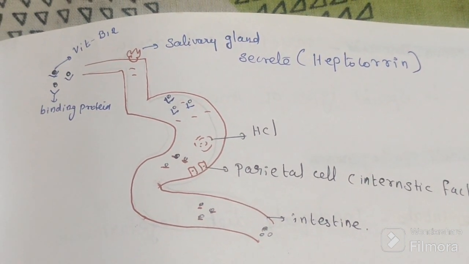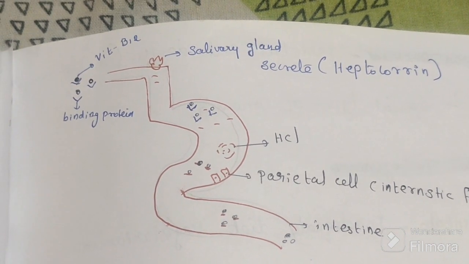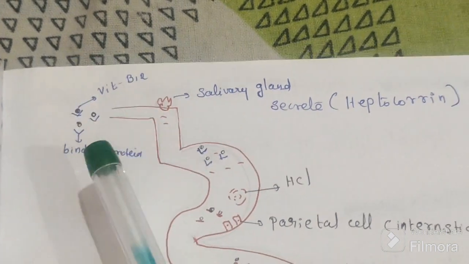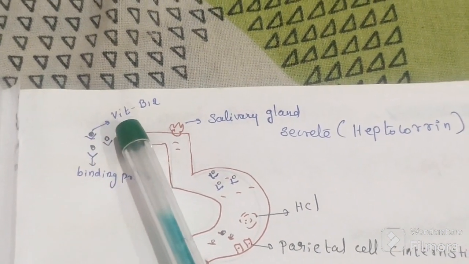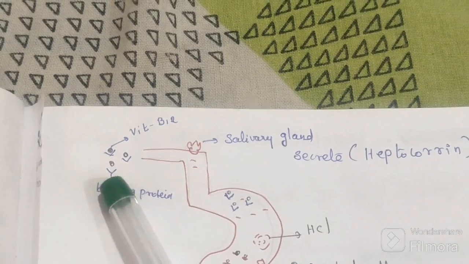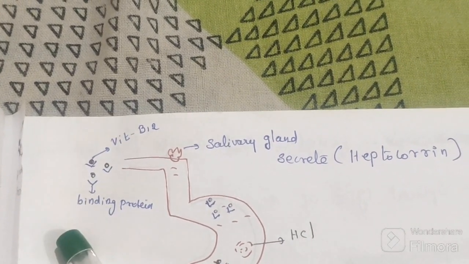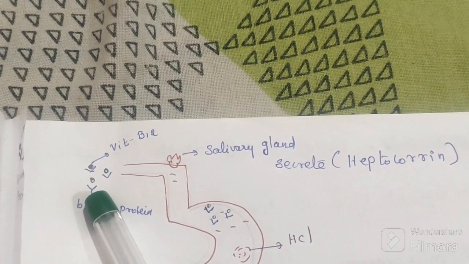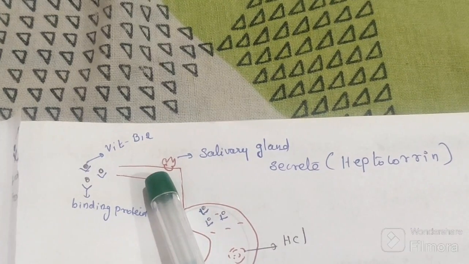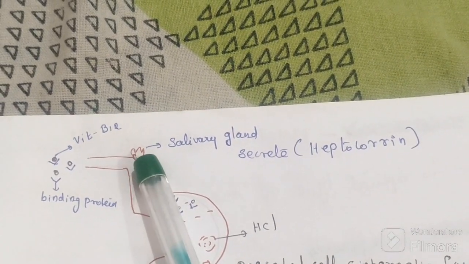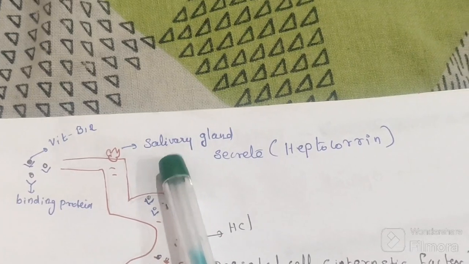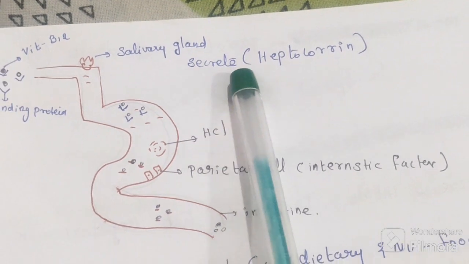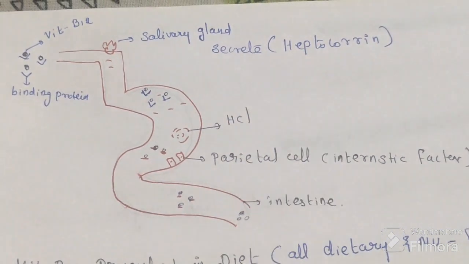Vitamin B12 is present in the diet, in non-veg food material, and binds with binding protein. The dotted one is vitamin B12, and it binds with the binding protein, the V-shaped one. After eating, it reaches the salivary gland of the human. The salivary gland secretes a protein called haptocorrin.